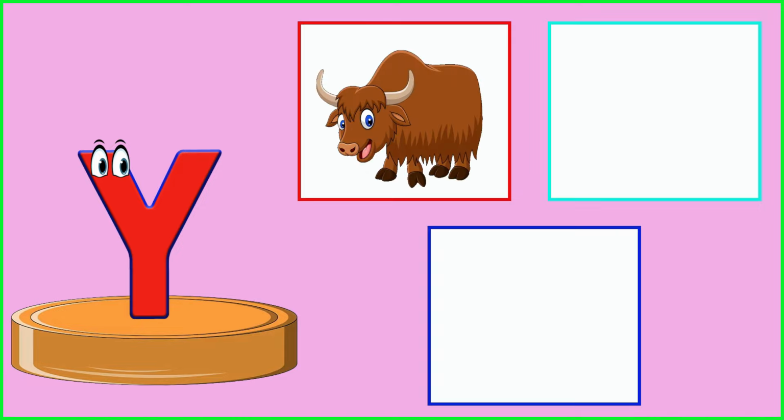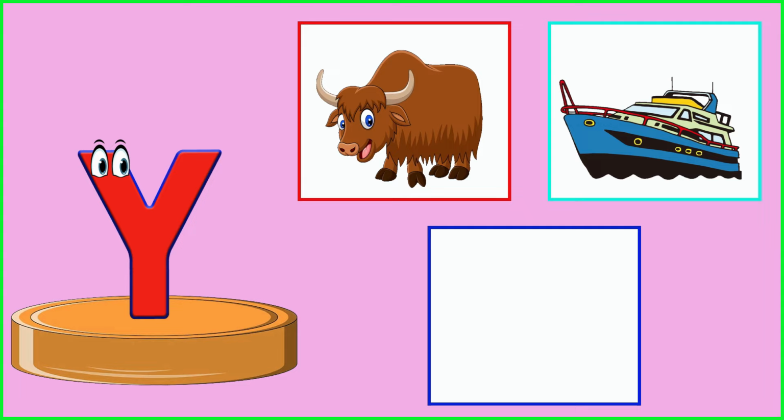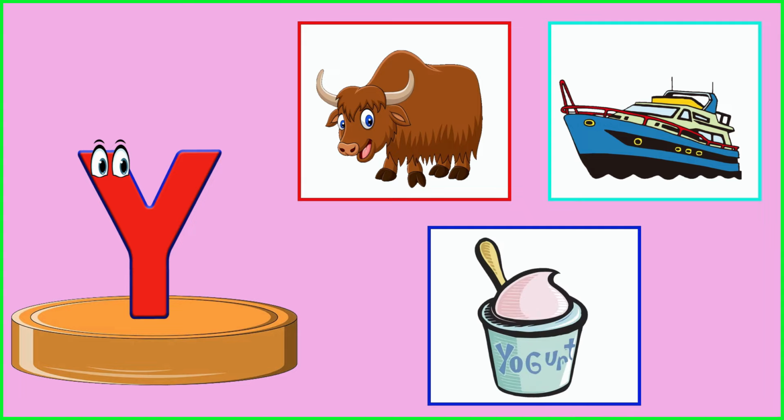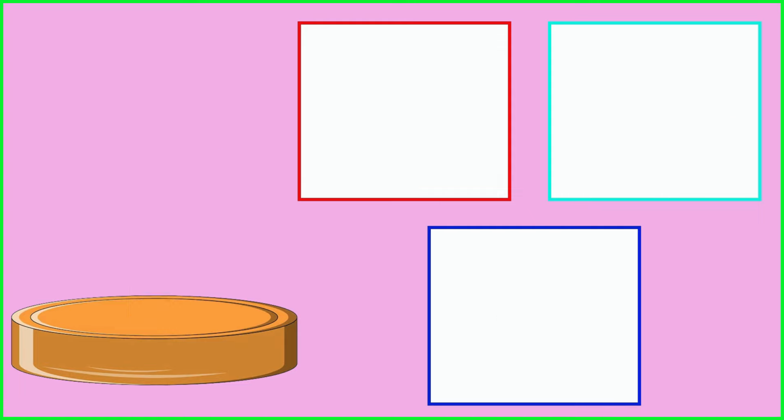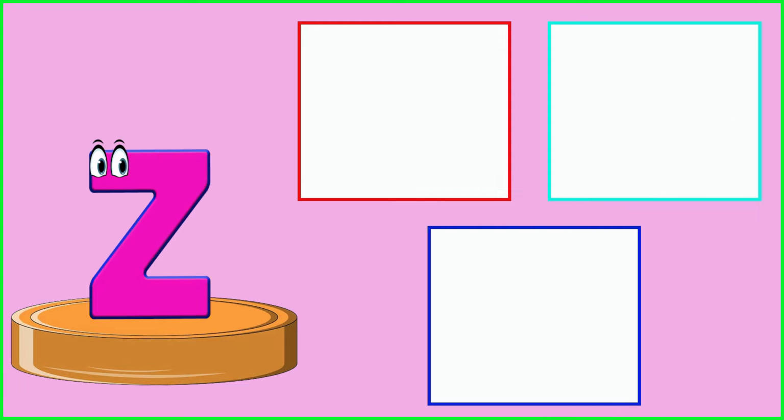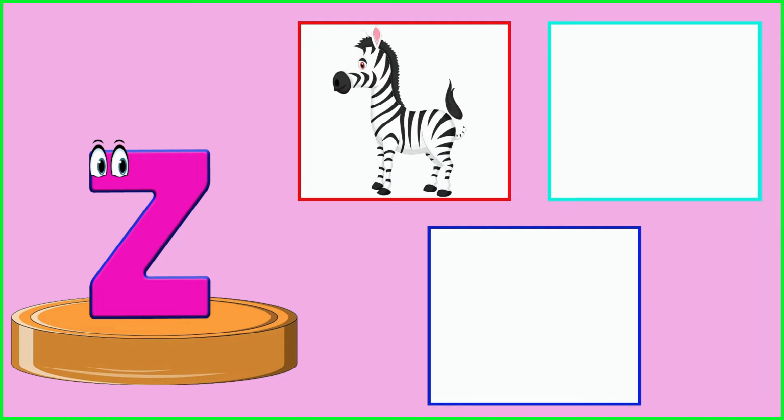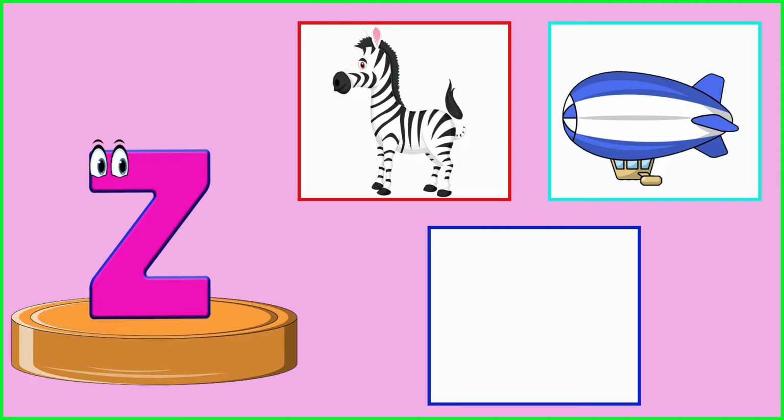Y is for yak. Yacht. Yogurt. Z is for zebra. Zeppelin. Zucchini.